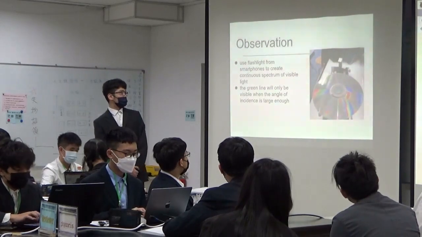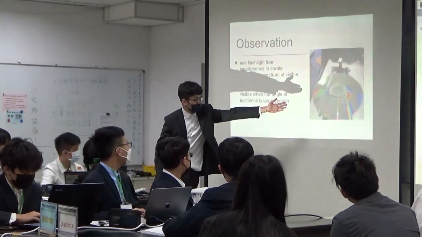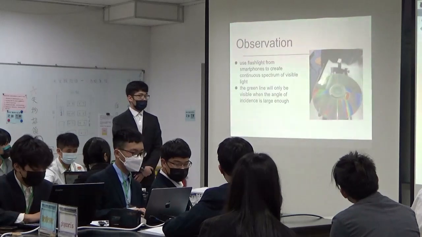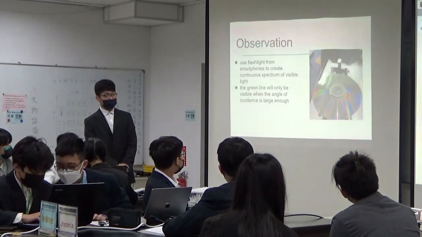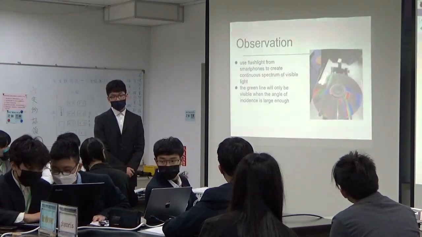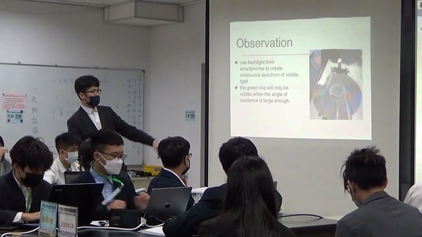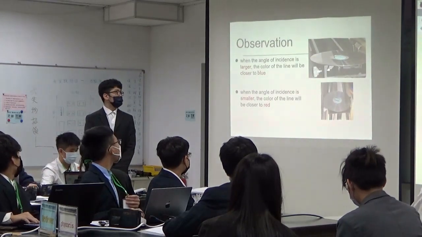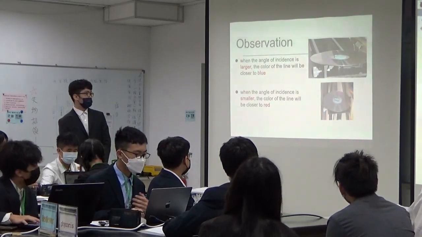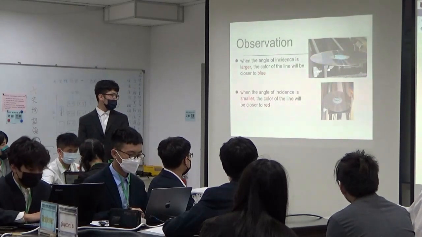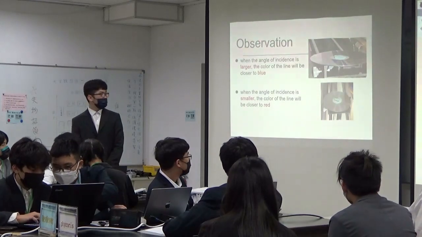First, we use a flashlight from a smartphone to create a continuous spectrum of visible light. In this picture, you can see that there is a green line in the middle, and that is what we have to observe. The green line will only be visible at a specific angle. When we change the incidence angle, the color will be different. When the incidence angle is larger, the color of the line will be closer to blue. When the incidence angle is smaller, the color of the line will be closer to red. And this is because of the wavelength of different colors.